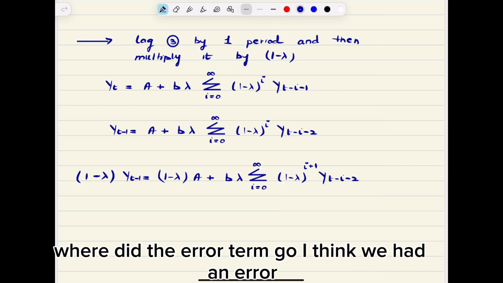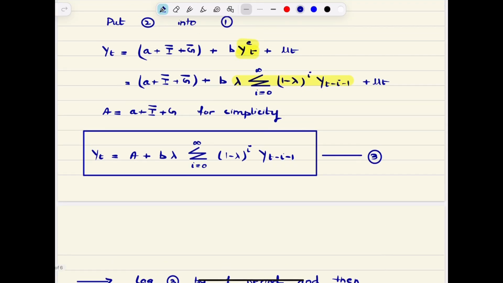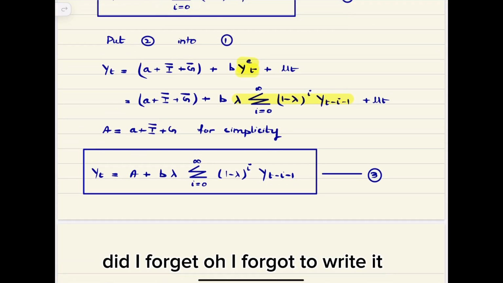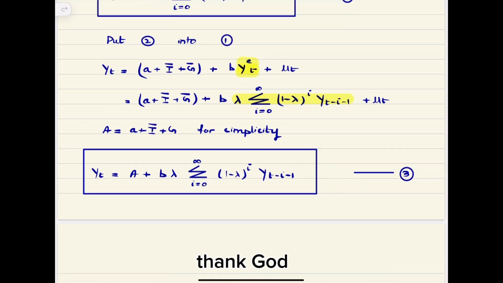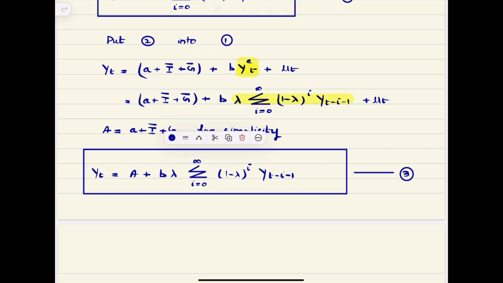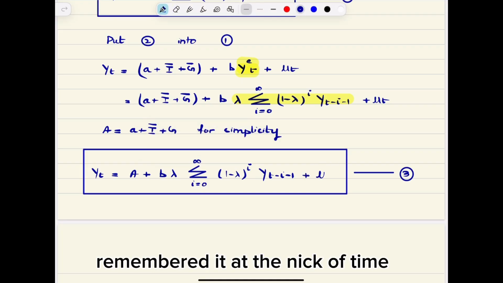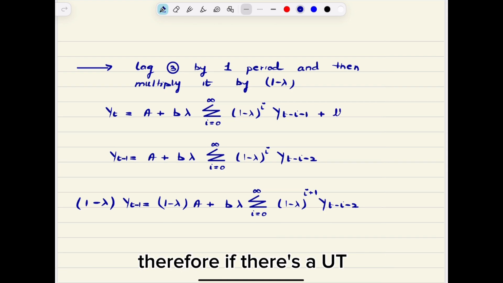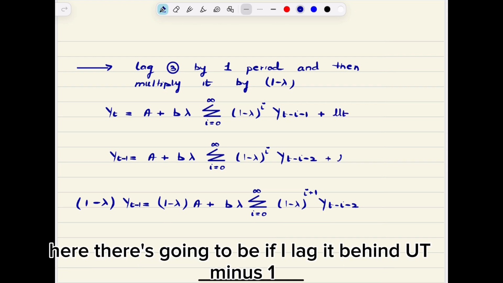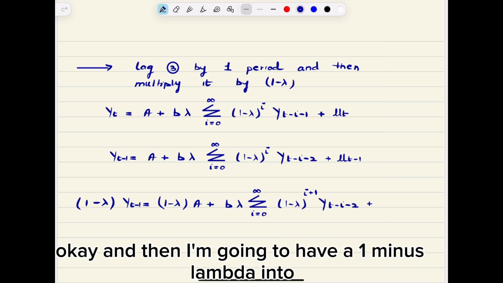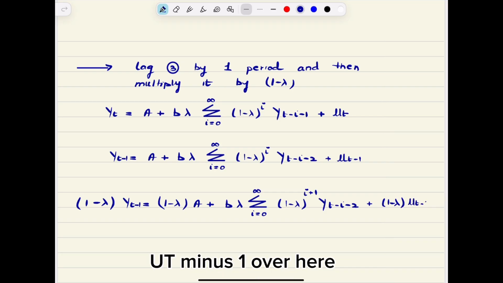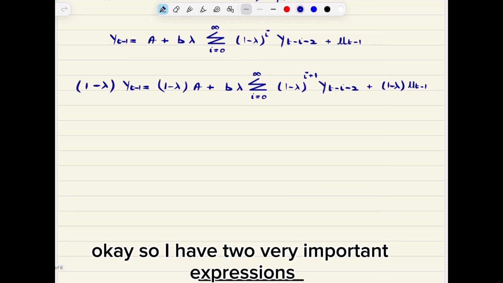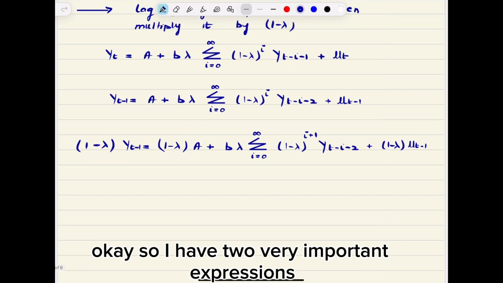Where did the error term go? I think we had an error term. Did I forget? Oh, I forgot to write it. Thank God, remembered it in the nick of time. Okay, there was a u_t here, my bad. So therefore, if there's a u_t here, if I lag it behind, there's going to be u_{t-1}. And then I'm going to have (1 minus lambda) times u_{t-1} over here.